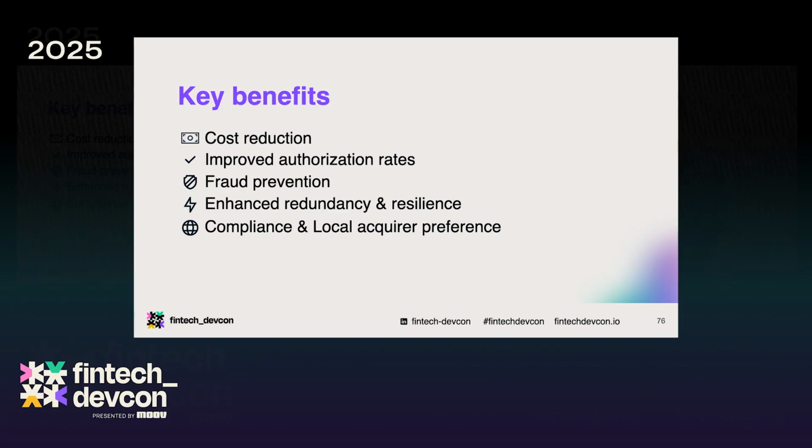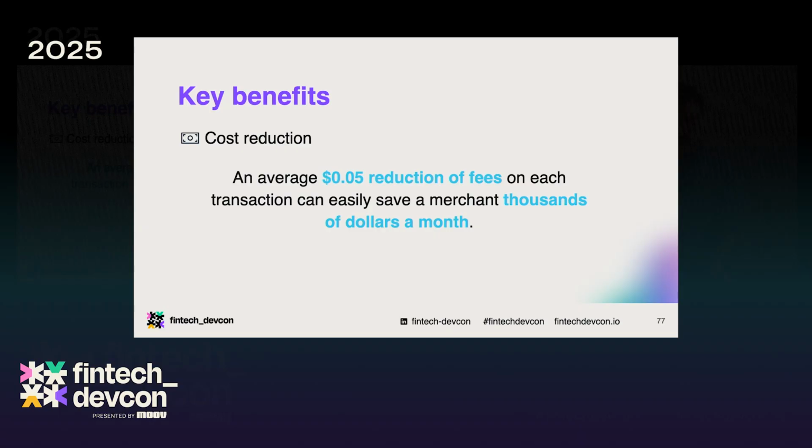Zooming in on these, why are these such benefits? Well, if you look at it this way, an average of a 5-cent reduction in fees per routed transaction means that, depending on the scale of your merchant, of course, it pretty quickly comes down to thousands of dollars a month if they're doing quite a bit of volume. And it could even be hundreds of thousands if you're a very big merchant.